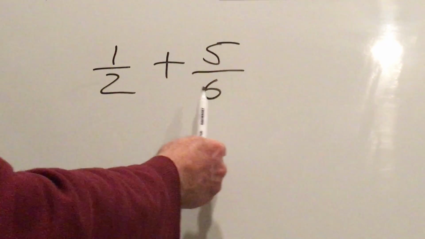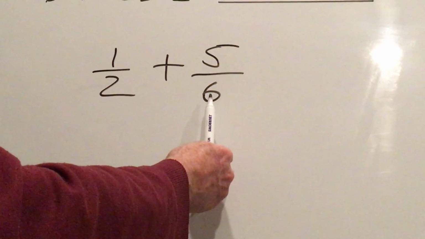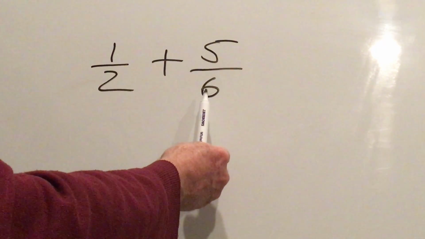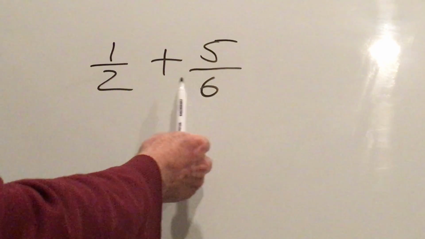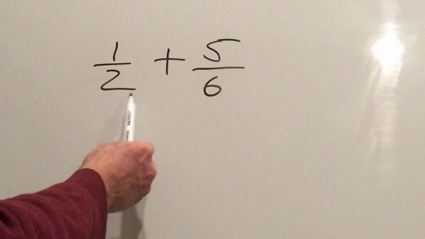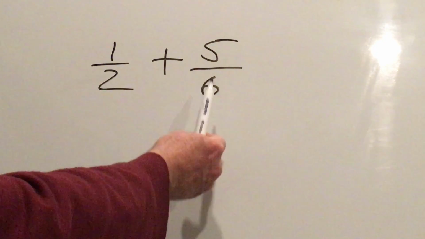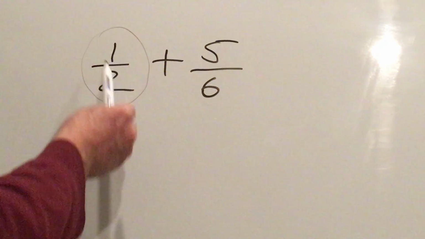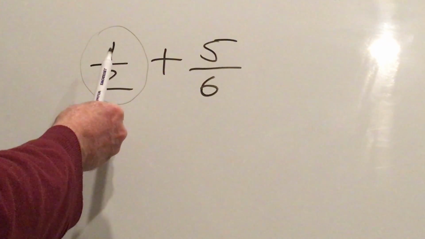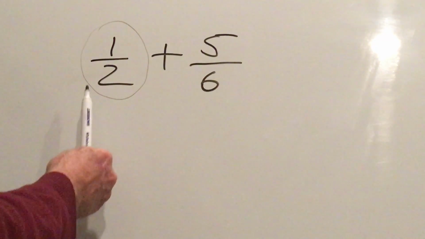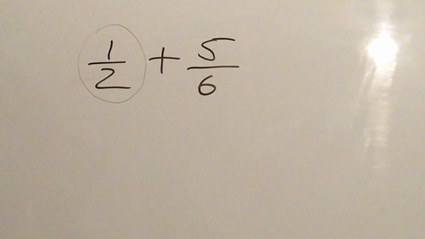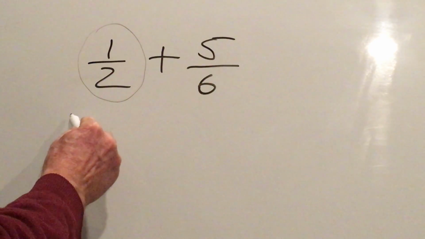Now the biggest number here on the bottom is 6. You notice that 2 goes into 6 3 times. In fact, if we multiply 2 times 3, we get 6. With a fraction, whatever we do to the bottom, we've got to do to the top. Whatever we do to the top, we've got to do to the bottom. Okay? So we're going to multiply this by 3.